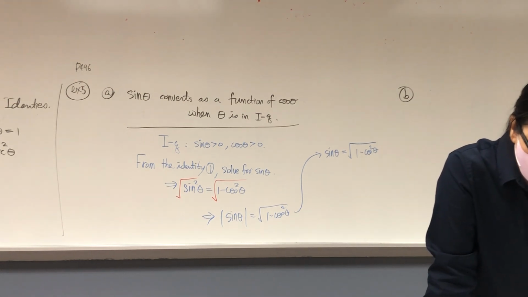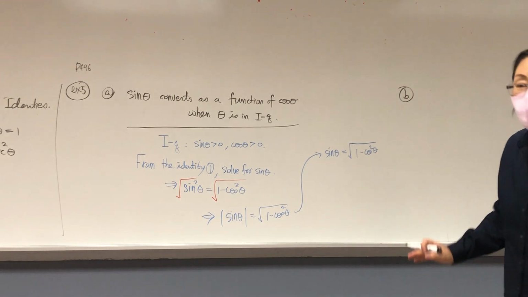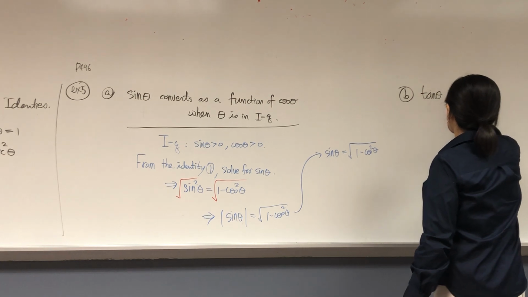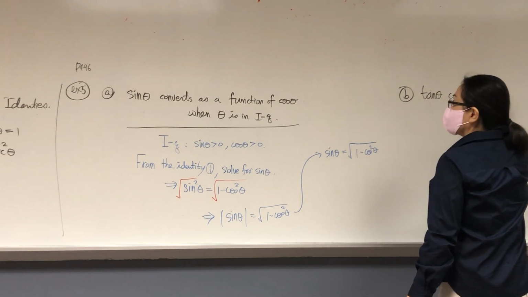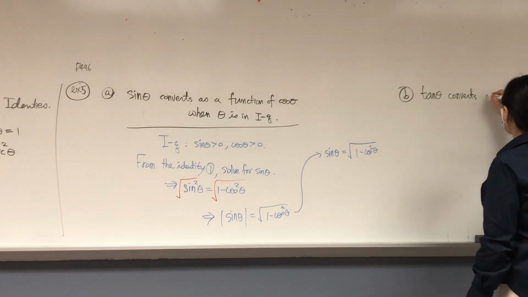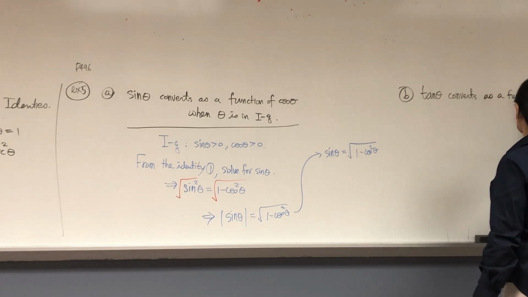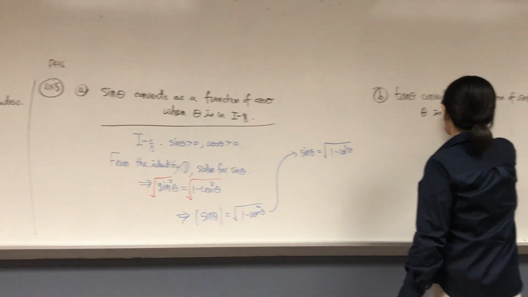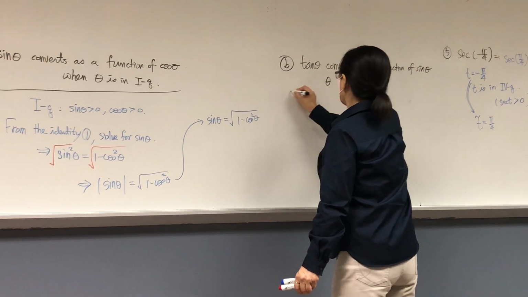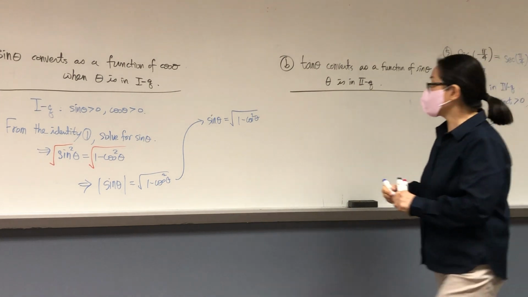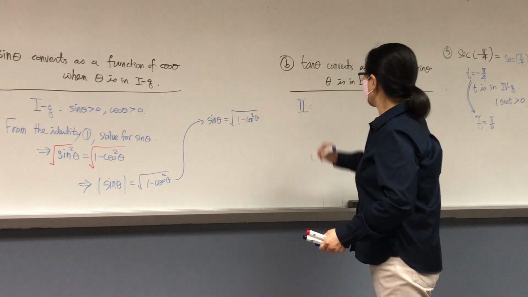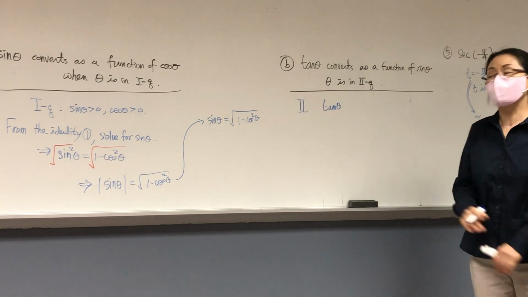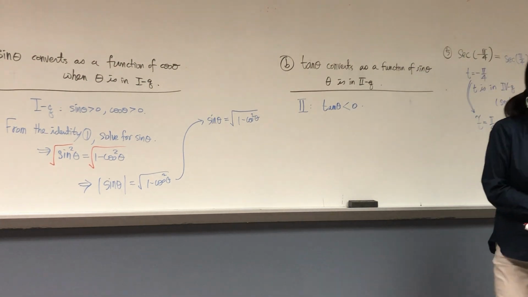Express tangent as a sine where theta is in second quadrant. Tangent theta, convert as a function of sine theta. And theta is in second quadrant. So you have to summarize first. In second quadrant, your tangent is what? Negative. That you have to know. So your answer should be negative, right?